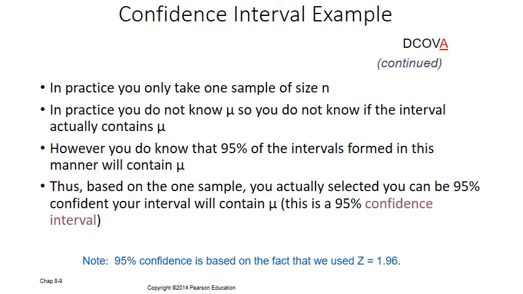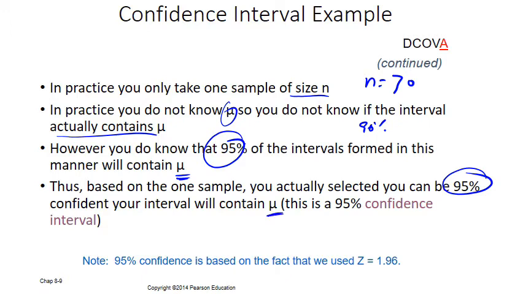Okay, in practice you only take one sample of size n, and it could be any, let's say 30. In practice you do not know mu. Of course we do not know mu, we are trying to estimate mu. You do not know if the interval actually contains mu or not. Of course we are not sure. However, you do know that 95% of the intervals formed in this manner will contain mu. If we construct a 90% confidence interval, it means we are 90% sure that this mu will lie within this interval. Thus, based on the one sample you actually selected, you can be 95% confident your interval will contain mu. Normally in statistics we construct 95, 90 or sometimes 99%.